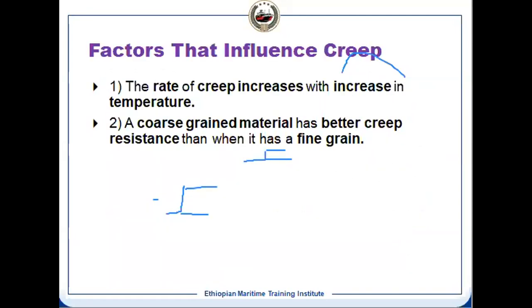What are the influences? Creep increases because of the temperature. As the temperature increases, creep also will increase. And for better creep resistance, coarse grain material gives us better resistance than fine grain. In the heat treatment diagram I showed you, I mentioned that at higher temperature it becomes pearlite, but that becomes coarse pearlite. It means if the structure is coarse, the creep resistance will be better. If it is fine grain, then it will be less resistance.